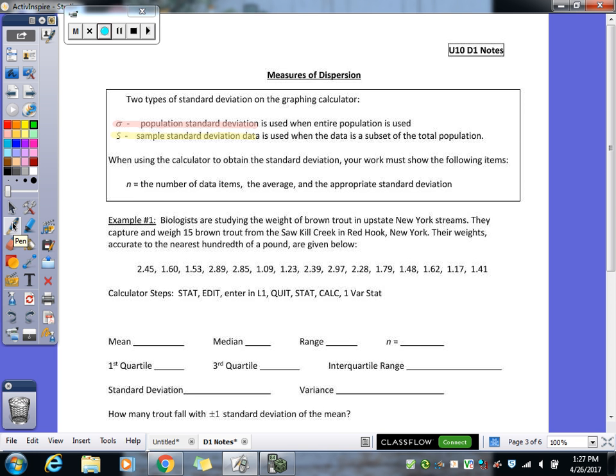So when using the calculator to obtain the standard deviation, your work must show the following items. You have to show the number of items that you're using in your data set. You have to show the average. And you have to show the appropriate standard deviation. I say the phrase appropriate because they're not going to tell you whether it's sample or population. You kind of have to pick that up from within the problem. So let's take a look at number 1 here.